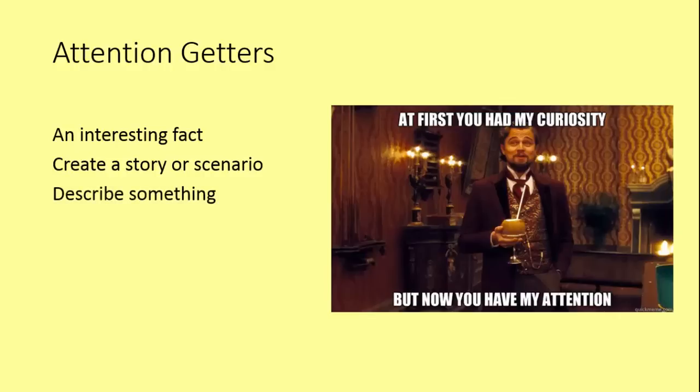Another effective method is to describe something. And a really good way to do this is to use the internet to help you get the inspiration on images. So if you wanted to write on a particular topic, I would look up the images that represent that topic and then use the description technique to describe it using the five senses. It's a really great way to get the reader's attention.